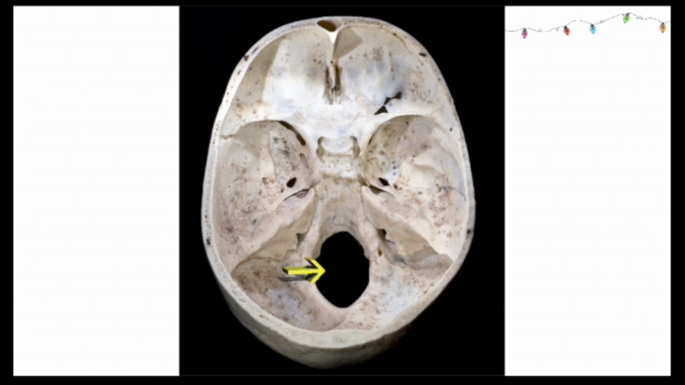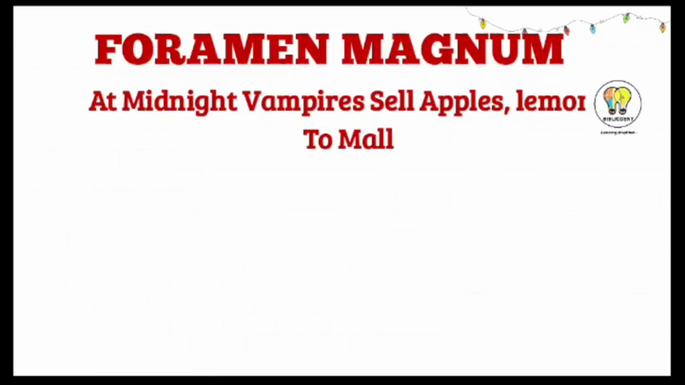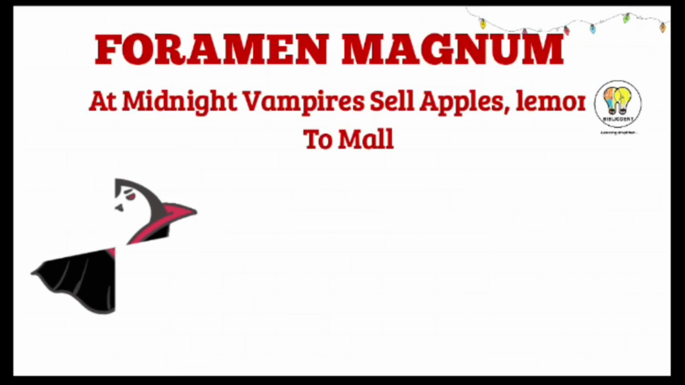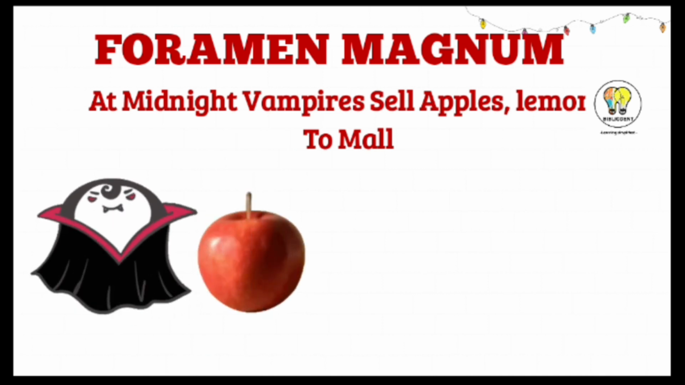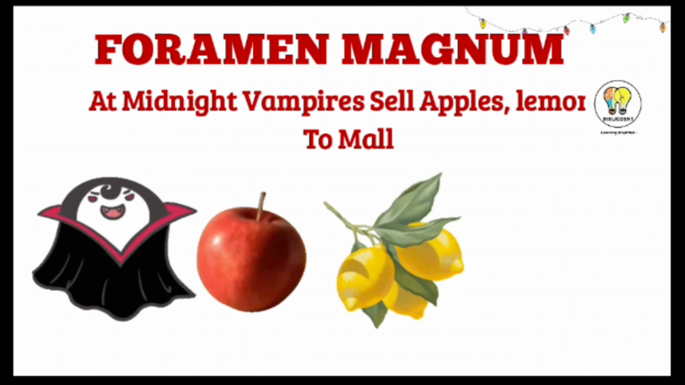One of the most important foramens in the base of skull is your Foramen magnum. This big foramen is your Foramen magnum. The structures passing through can be remembered by: at midnight, vampires sell apples, lemons to the mall. At midnight, vampires sell apples and lemons to mall.